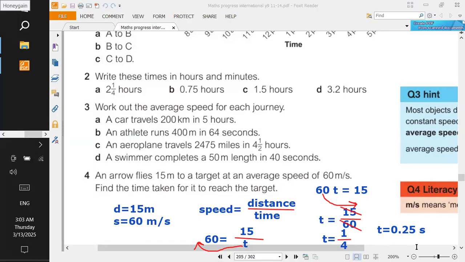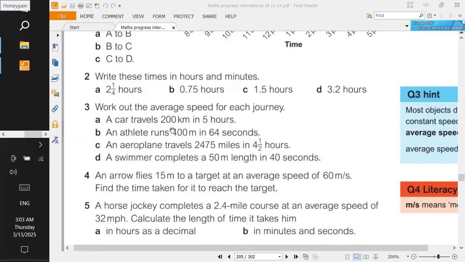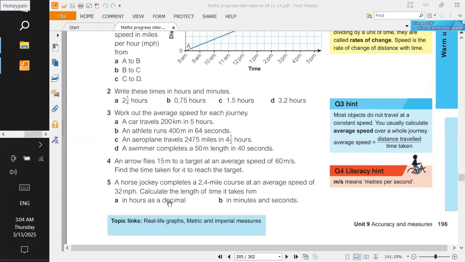So t, or the time, will equal 0.25 seconds. And this is how you answer a question like this. So we have the distance, we have the speed, we use speed equals distance over time, 60 equals 15 over t. We take this here and we take this back here. We divide them, we get 0.25. Now let's move on to the next question. This one is the same idea. Find the length of time it takes him.